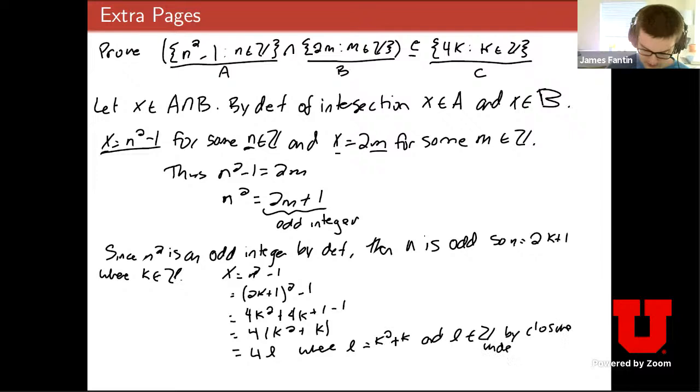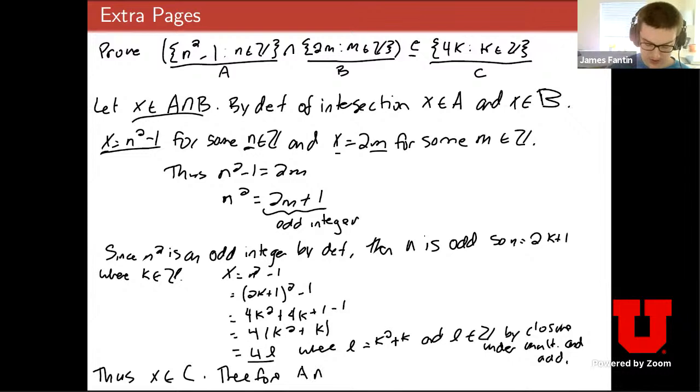Like closure under multiplication and addition. Thus, we know that x is of the form 4 times a number. Thus, x is an element of C. So we started with x being in the intersection. We showed it's in the right-hand side. We showed it's in the set C. So thus A intersect B is a subset of C.